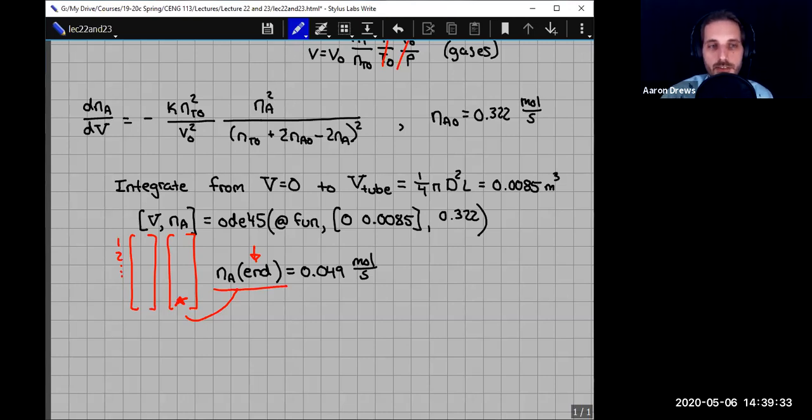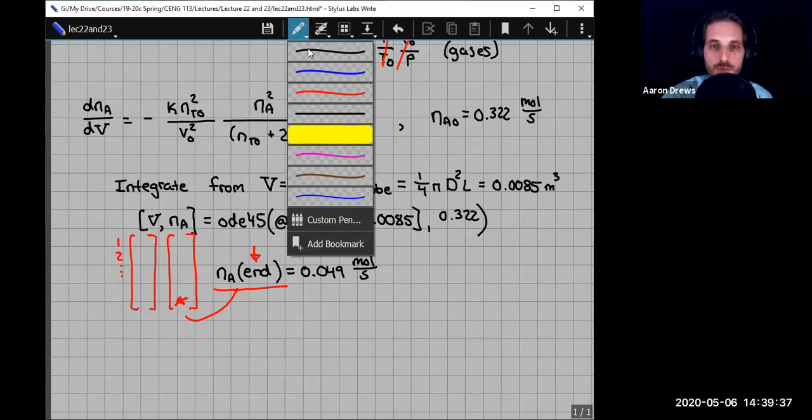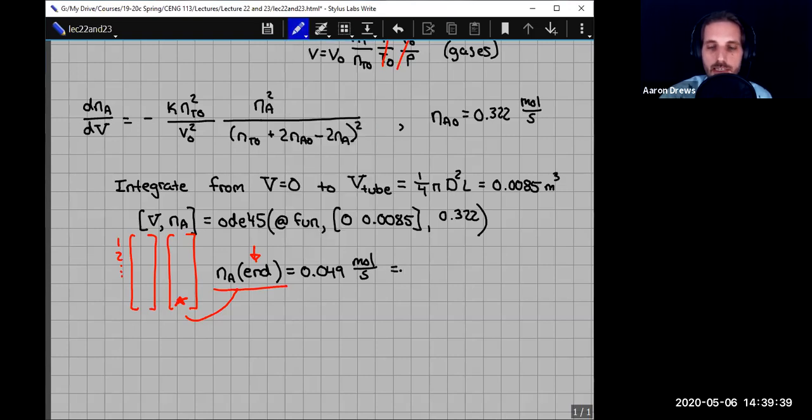Yeah, NA of end, there's a question in chat. That is exactly what that means. So this is equivalent to saying, what is NA when V is equal to 0.0085? Those are exactly the same. Yep, that's a spot on way to interpret that.